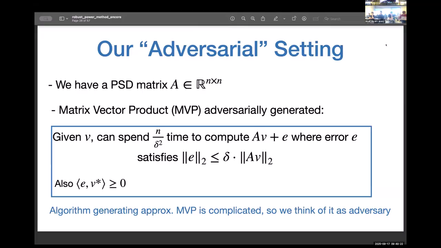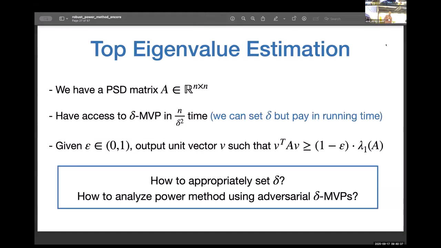Okay, so the problem is as follows. Now let me tell you the problem: I have access to this oracle. I can set delta, but pay a higher running time. But I want a 1 minus epsilon approximation of lambda 1. And the question is, does the power method still work in some sense?